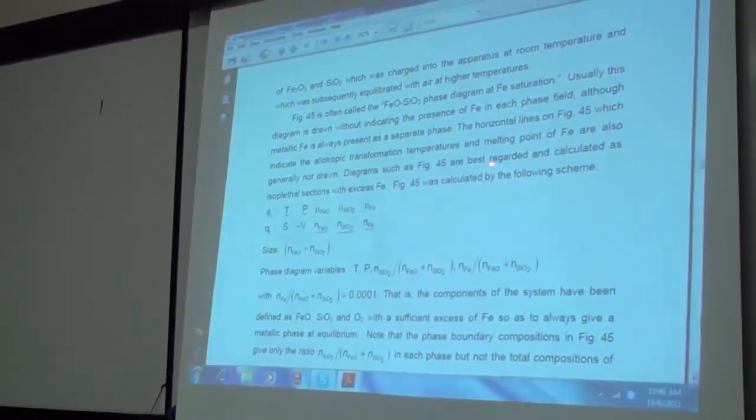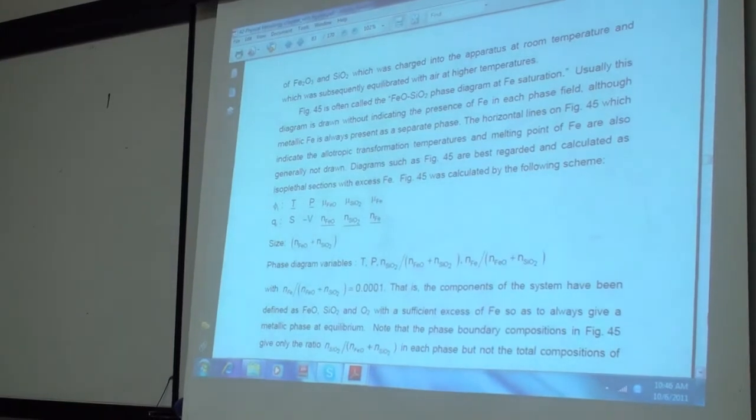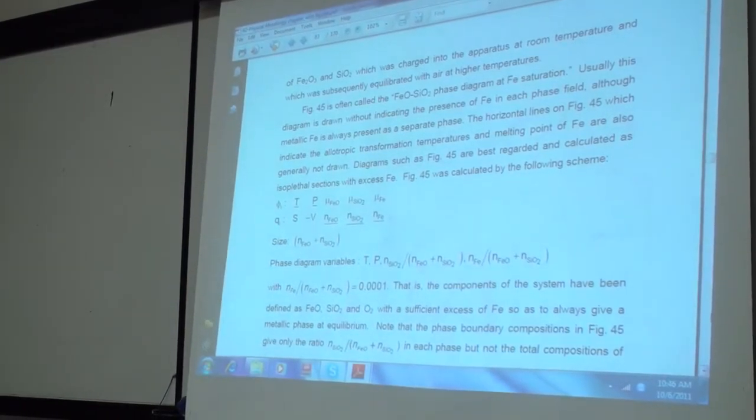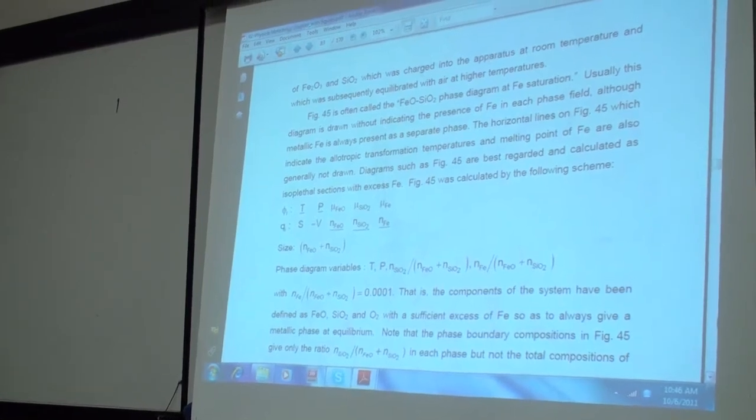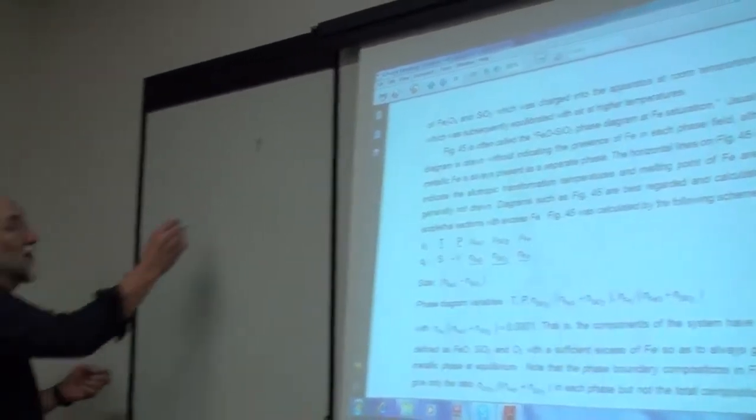Okay, so generally this diagram, as I said, is often called the FeO SiO2 diagram at iron saturation. However, in the general case, you can't consider it to be in equilibrium with pure iron. It's in equilibrium with an iron silicon alloy, which is not going to be a good approximation if, in fact, you have something like zinc.